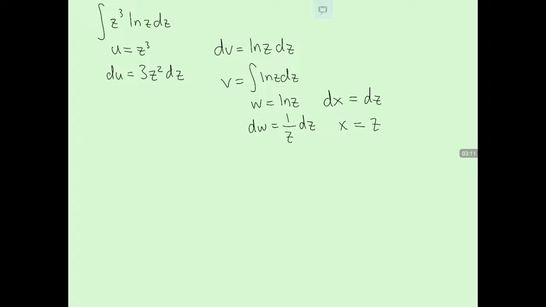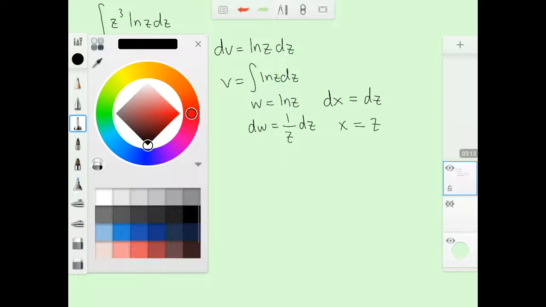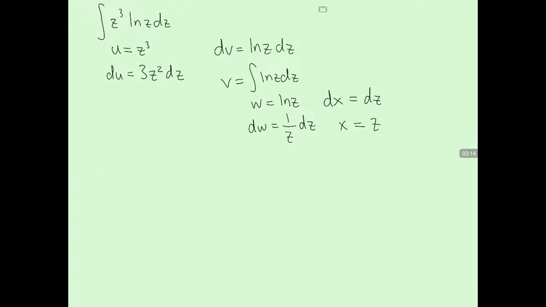What integration by parts says is that if you have this integral, composed of u dv, what this is equal to is uv minus the integral of v du. So what this essentially is is the product rule. If you move this to the other side and differentiate, all you get is the product rule.